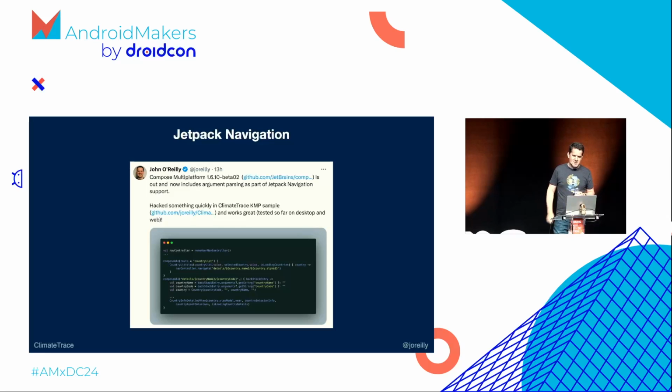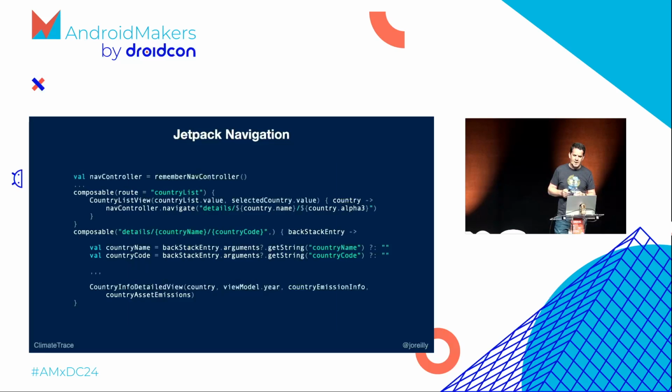And there is one more item, as it turned out. I got off the plane yesterday and saw that the latest Compose Multiplatform beta now had more complete support for Jetpack Navigation. Again, as Martin mentioned in his talk earlier today. So I hacked some changes into Climate Trace to try it out, available in a branch if people are interested to take a look. Very cool capability to have, and one more thing that will make migration from Android-only apps much easier.